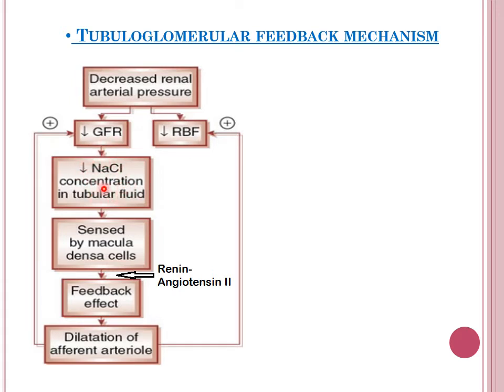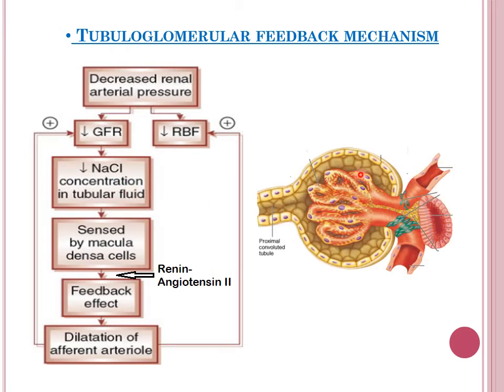And out of this sodium chloride, the maximum will be reabsorbed in the proximal tubules. Now by the time this tubular fluid reaches the distal convoluted tubules, that means at the juxtaglomerular apparatus, in the early part of the distal tubule, the epithelial cells of this distal tubule are modified and are known as the macula densa cells. So the decrease in sodium chloride concentration, when it reaches this region, will be sensed by these macula densa cells.